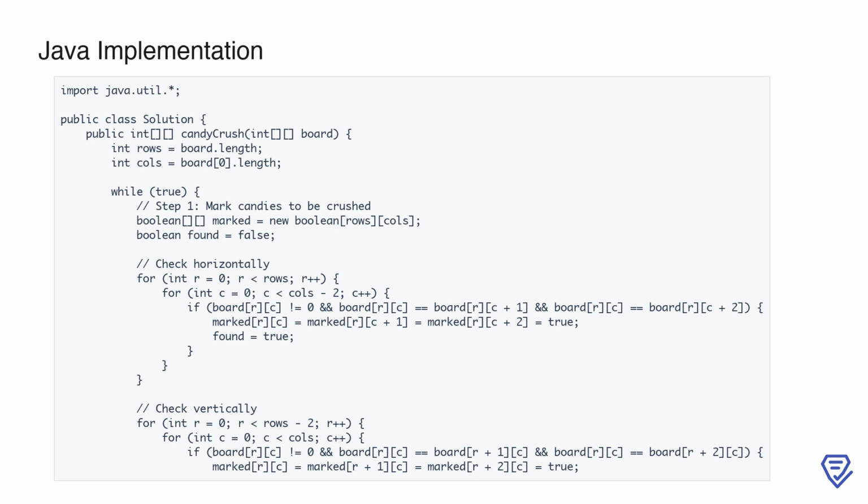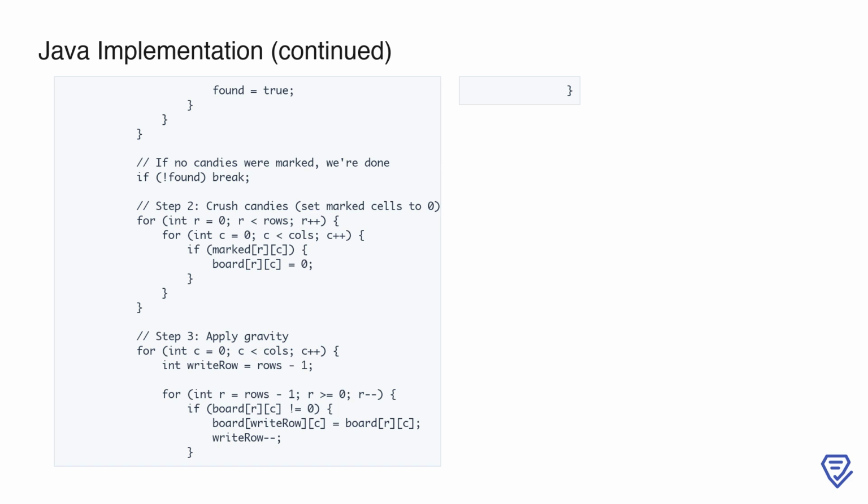If 3 consecutive cells in a row contain the same non-zero value, those cells are marked as true in the marked array, and we set the found flag to true. Similarly, we check for vertical matches by iterating through the rows and stopping 2 rows before the end. If 3 consecutive cells in a column contain the same value, they are marked as crushable. If no candies are marked during this step, meaning no matches are found, the loop breaks, and we return the processed board. Otherwise, we proceed to the next step, crushing the candies.